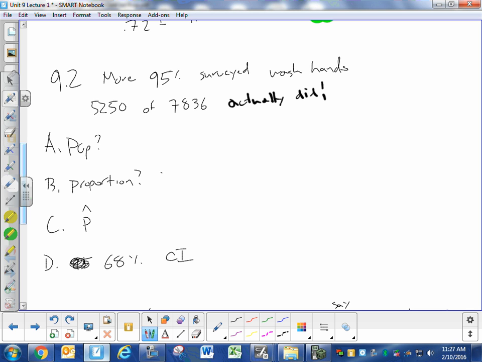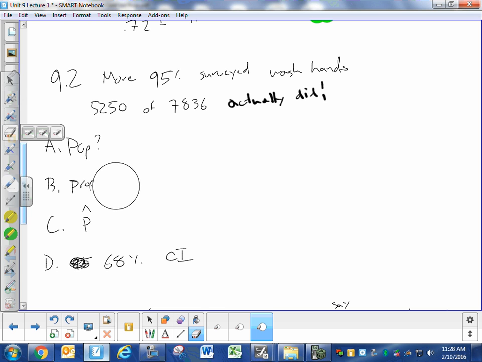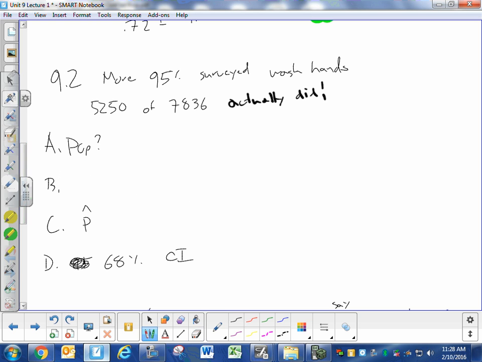What is the population? And this is just Americans. What is the population? What is the parameter? What is the p-hat? And then do a 68% confidence interval.